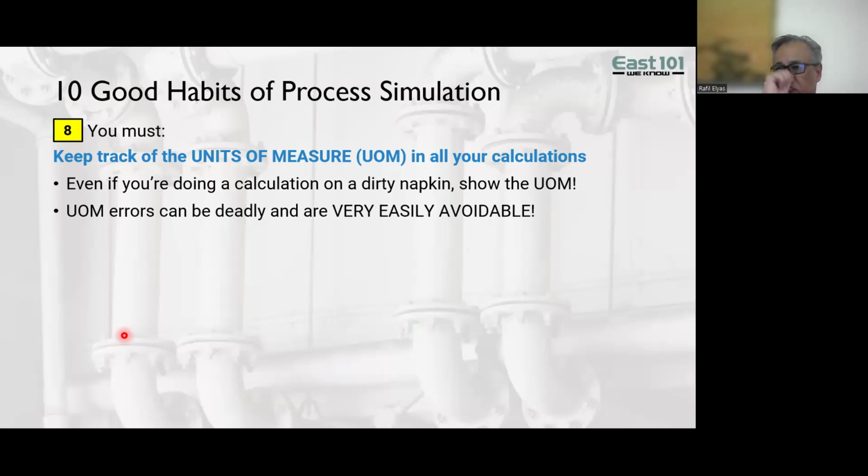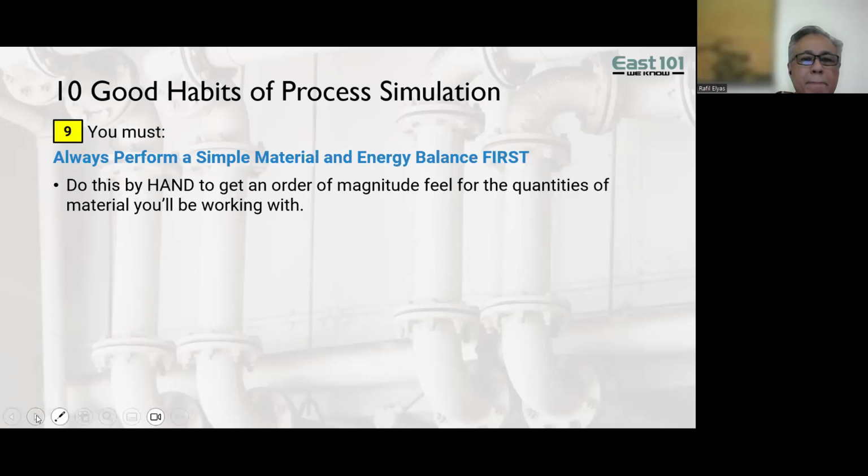Because in oil and gas, unfortunately, we work with a huge range of units depending on what countries you're working for. If you're consulting for an American company, they're going to be working in imperial units. If you work for an Asian company, a Japanese or Korean company, everything will be in SI. So you need to be able to switch back and forth. Okay.